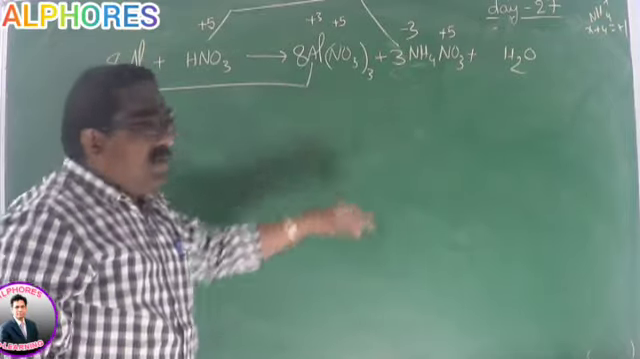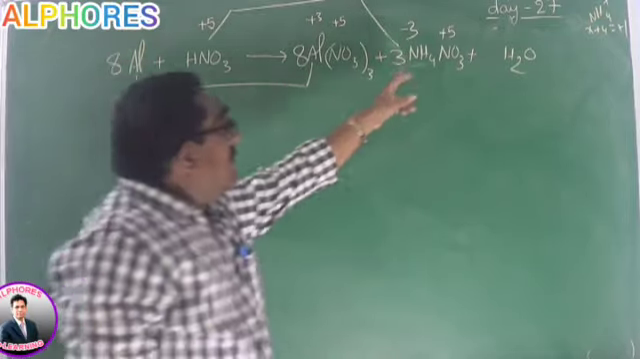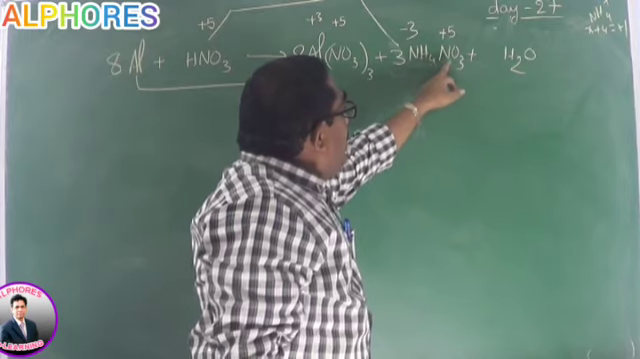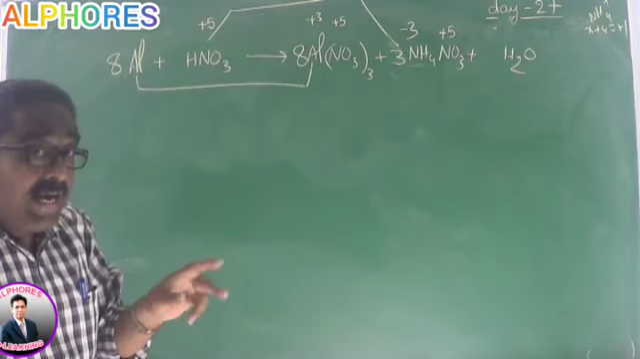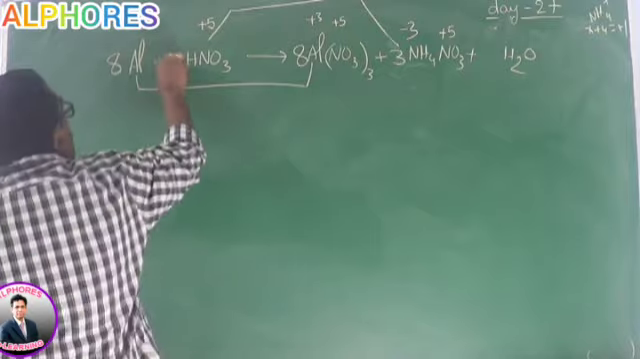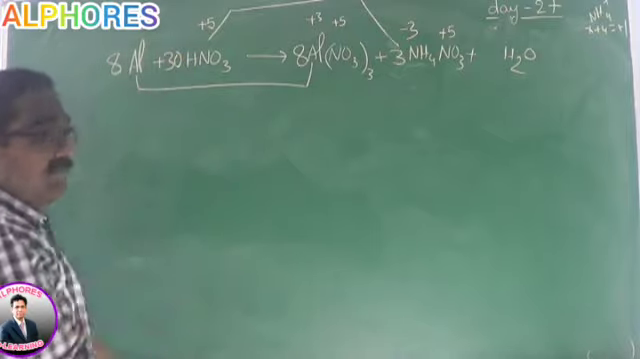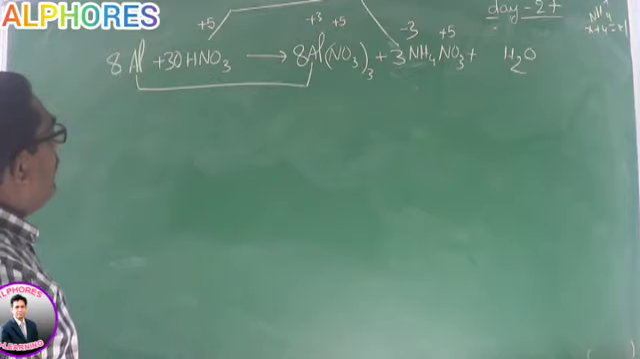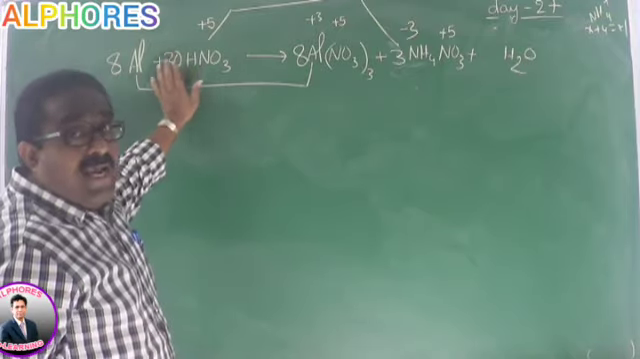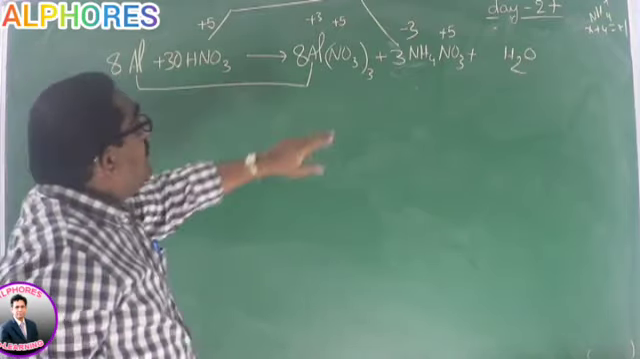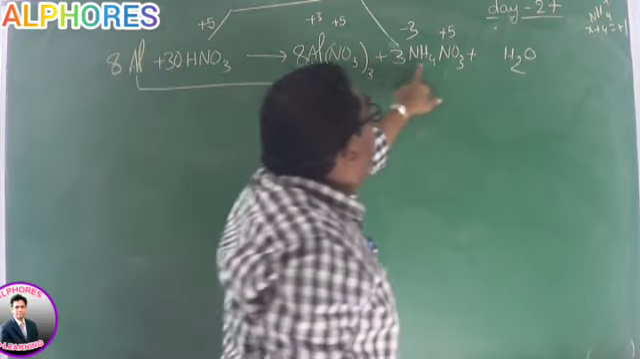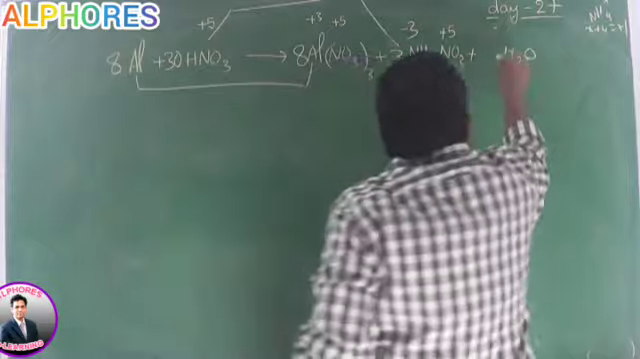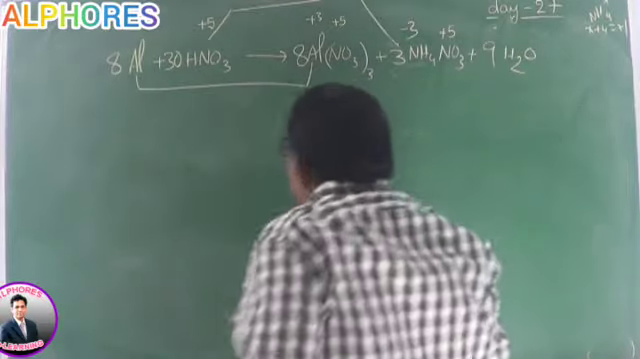8 into 3, 24 nitrogens. Here 1 plus 1, 2 plus 3, 6, 24 plus 6, total 30 nitrogens. Now, let me do the balance for oxygen. 90 oxygens. Here 9 into 8, 72 plus 9, 81. So 9 is required. So 9 is 2.